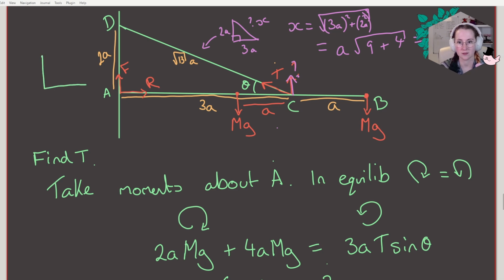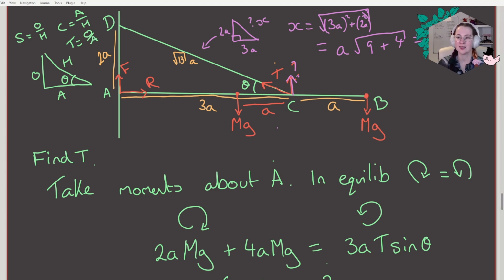If you remember, for theta, we have opposite, adjacent, and hypotenuse. Sine is opposite over hypotenuse. Cos is adjacent over hypotenuse. And tan is opposite over adjacent. So we have our little SOHCAHTOA. It's not a mechanics lecture without trig.